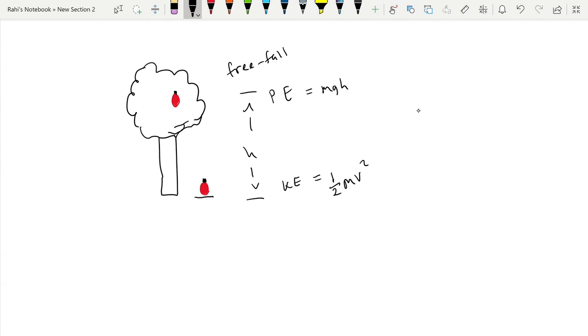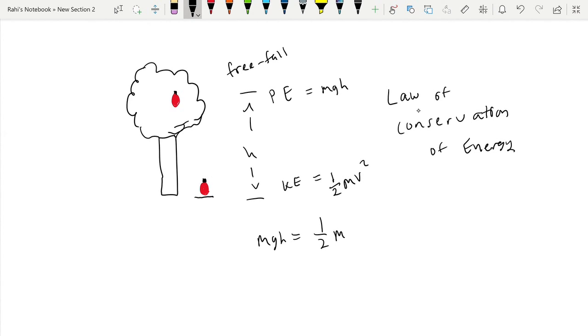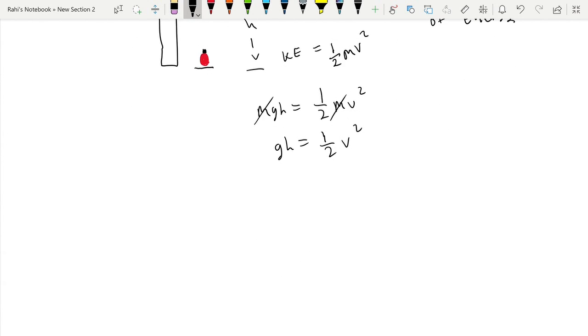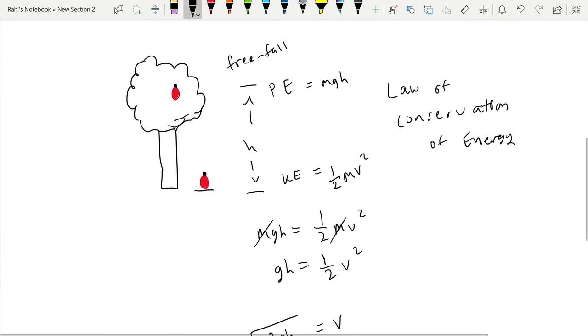So then if we equate them because of the law of conservation of energy, remember, which is this, the energy is conserved, we can say that our mgh, our potential energy, and our kinetic energy, we can equate them to each other, cancel out the m's, and we get gh equals half v squared. And this equation looks familiar, right? Now we solve for v, we get that square root of 2gh equals v. And that's what we just got right here.